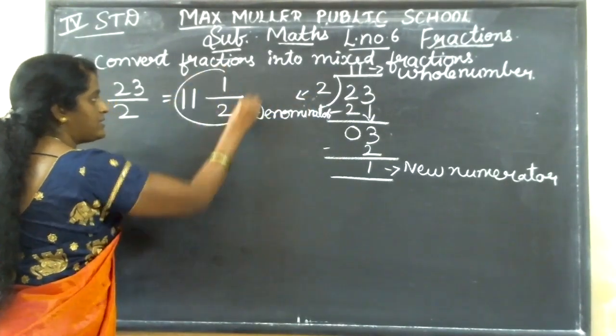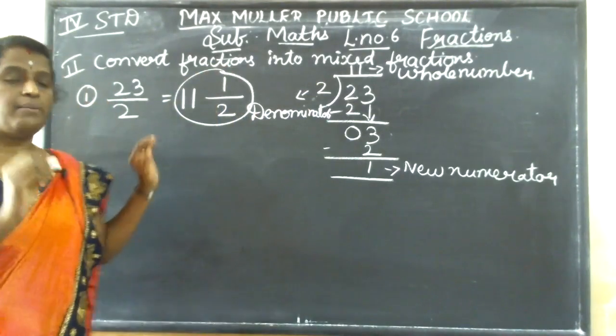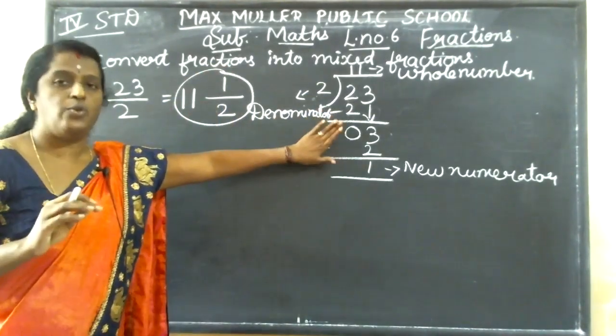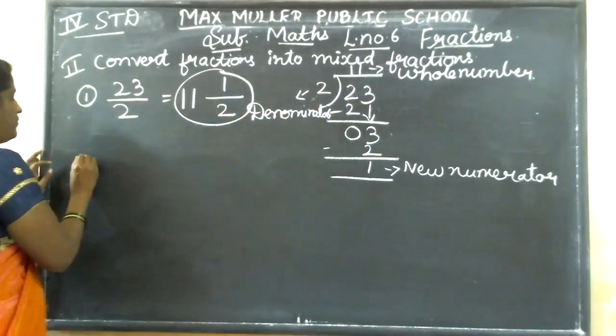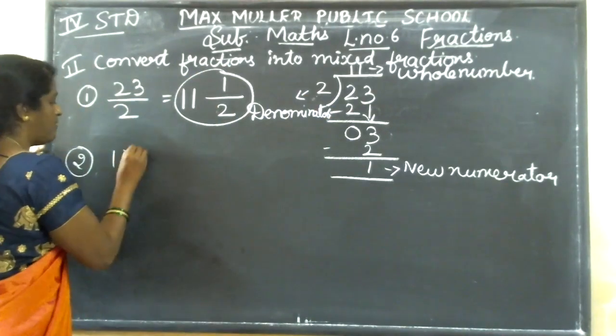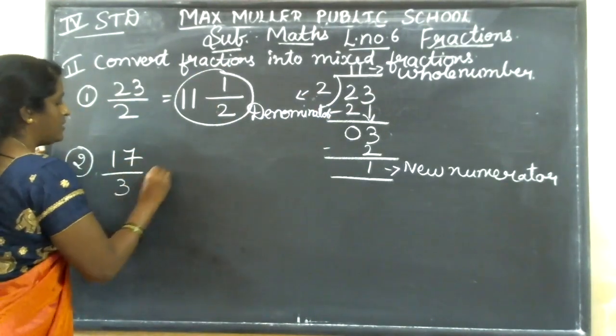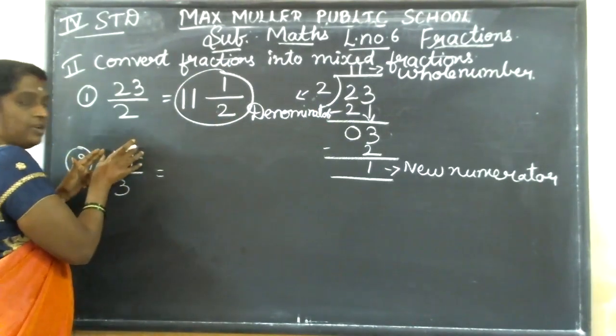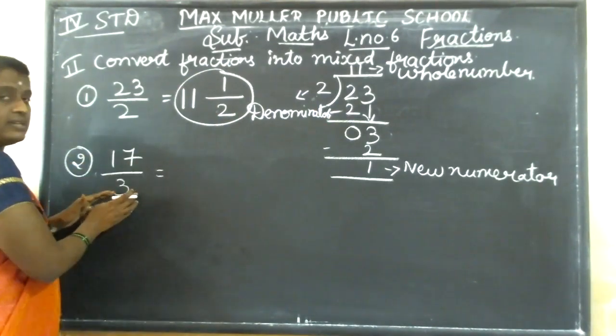So, in the exam test and all, you should not write the direct answer, children. You should show the working. Okay. So, the second sum is 17 by 3. See, this is an improper fraction. Improper means the numerator is greater and the denominator is lesser.